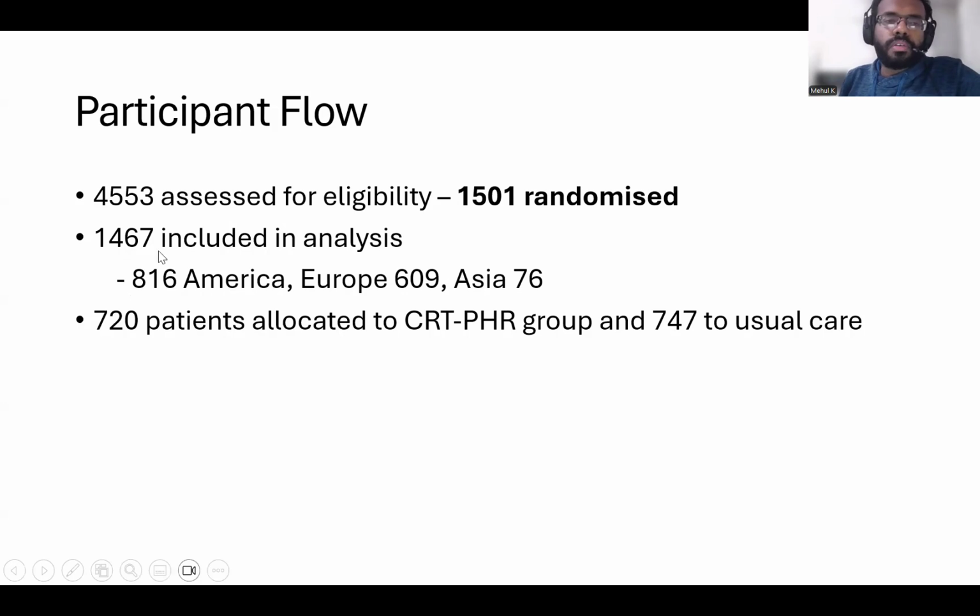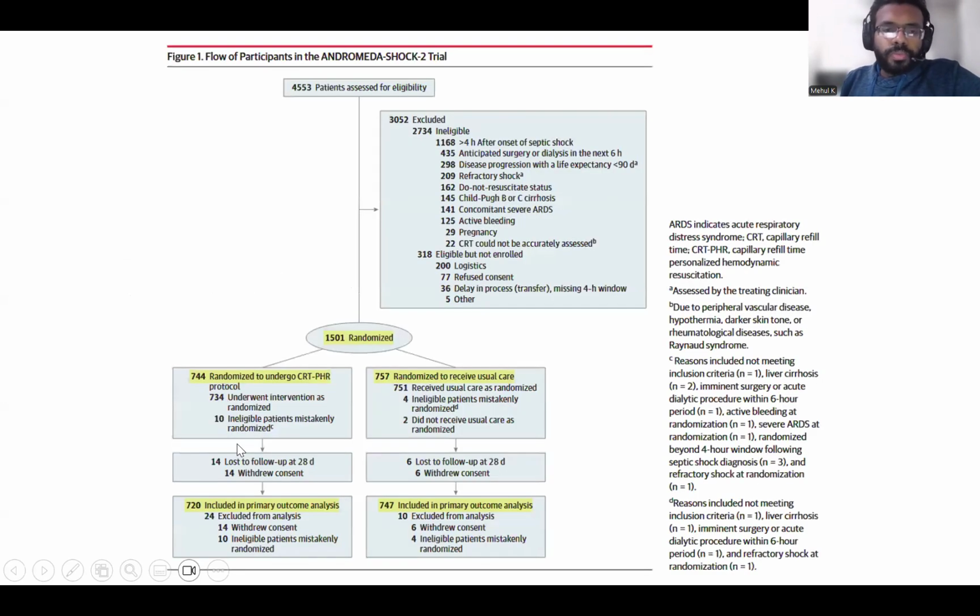Around 1,460 were included in the analysis, most of them coming from the Americas and Europe, with only a few coming from Asia. So this was the study flow chart.